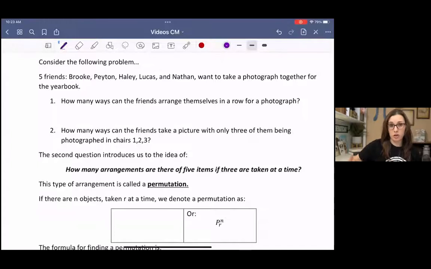To get us introduced to permutations, let's talk about this example just to get started. So 5 friends, Brooke, Peyton, Haley, Lucas, and Nathan. If you've ever watched One Tree Hill, you know who I'm talking about. They want to take a photograph together for the yearbook. So we've got 5 classmates, they want to take a photo. The question is, how many ways can the friends arrange themselves in a row for the photograph?